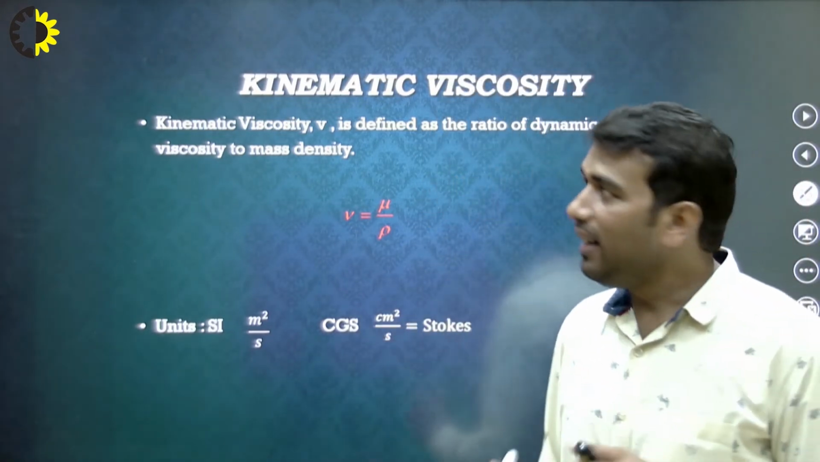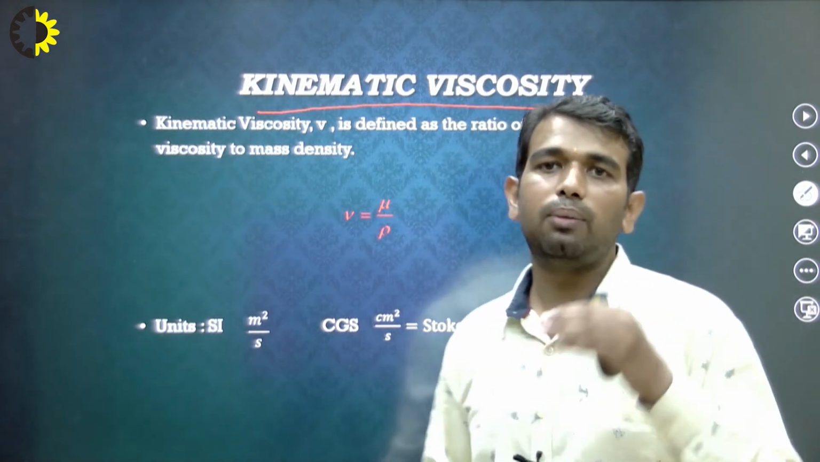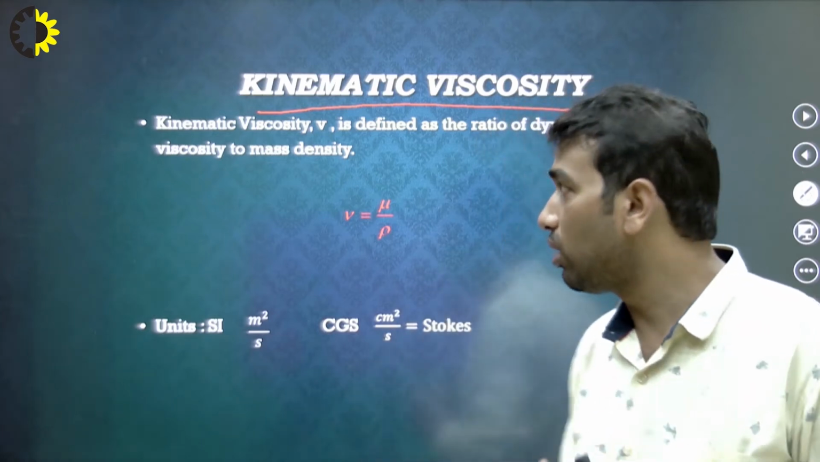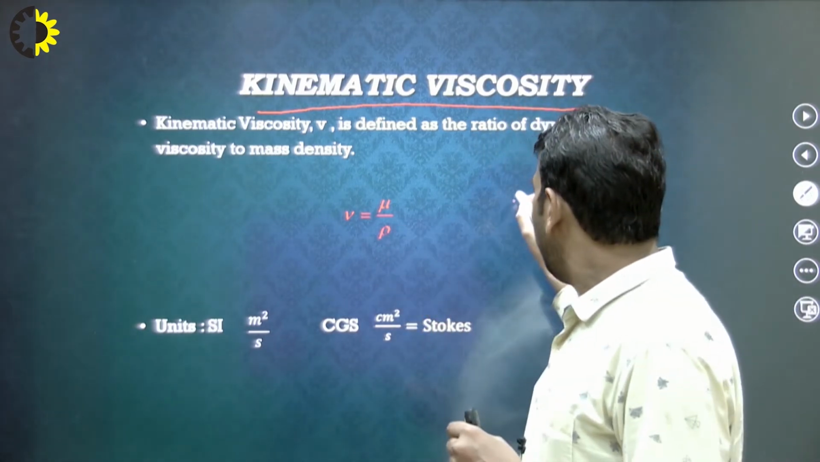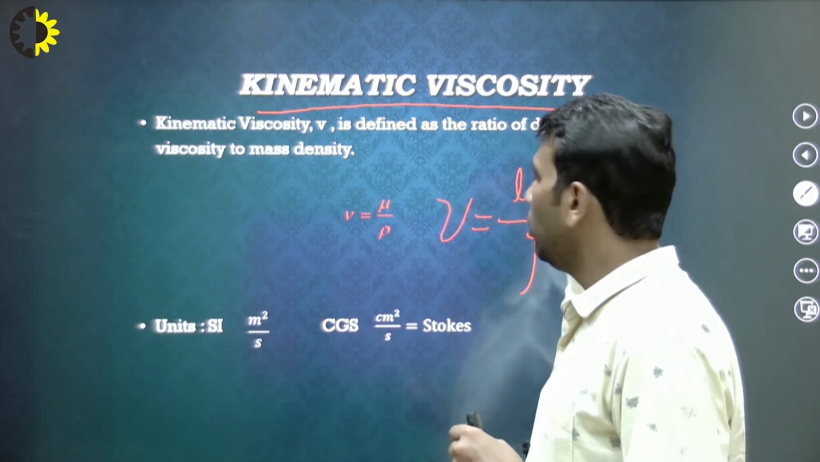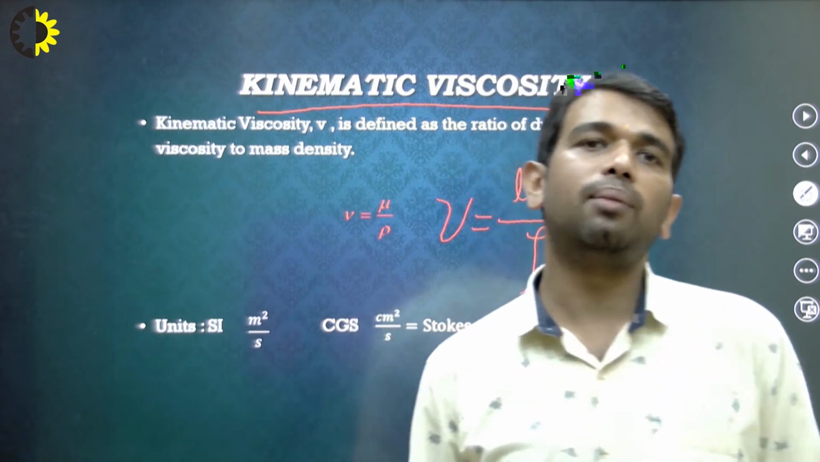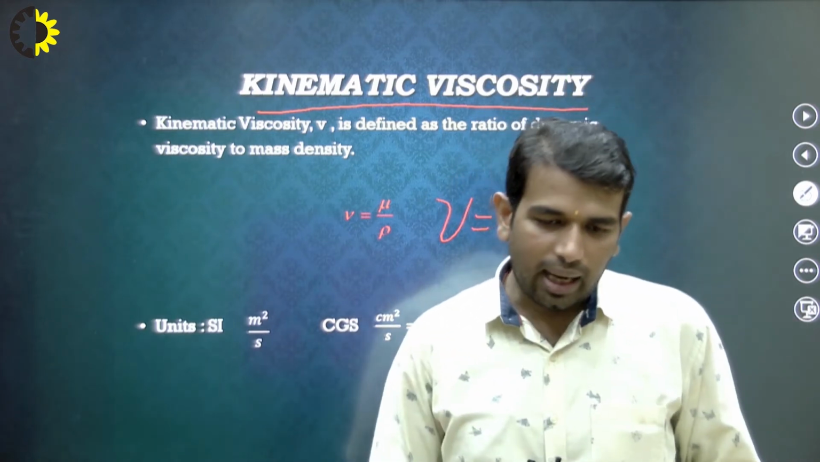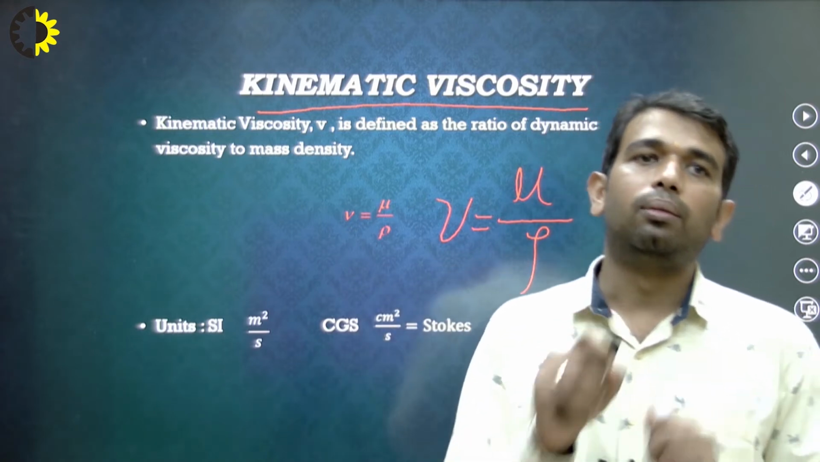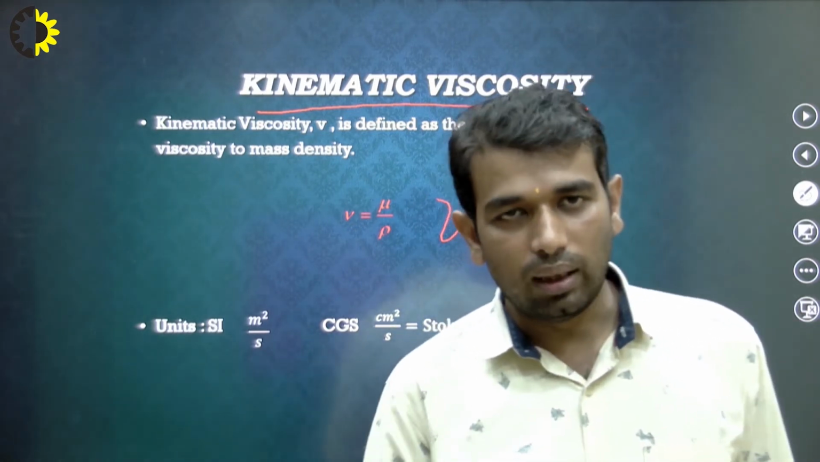viscosity. The next type of viscosity is kinematic viscosity. As we saw, the previous viscosity mu we call dynamic viscosity. What is kinematic viscosity? Dynamic viscosity per unit density is what we call kinematic viscosity, which we represent with the Greek letter nu. So nu is the kinematic viscosity, which is the dynamic viscosity per unit density.